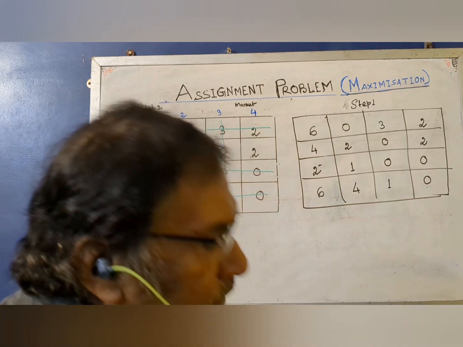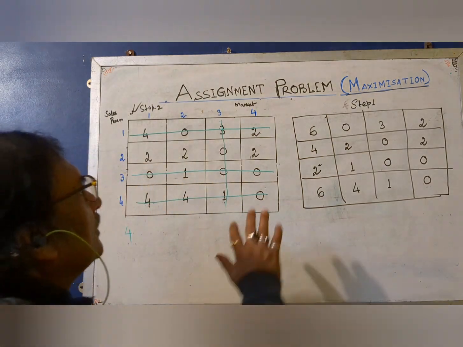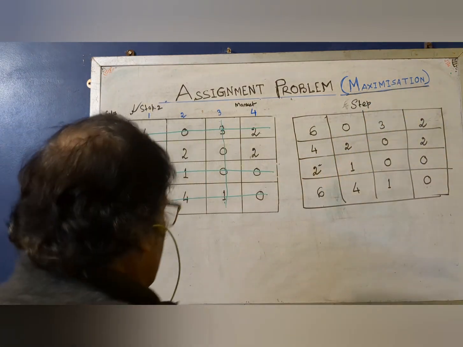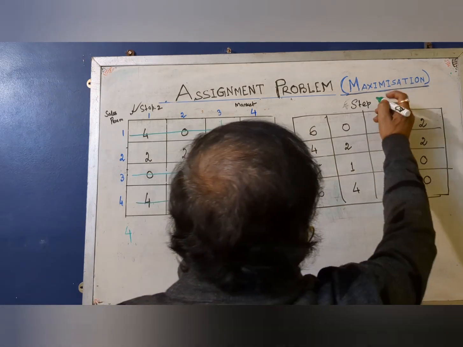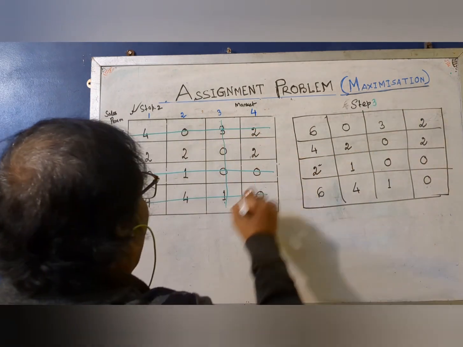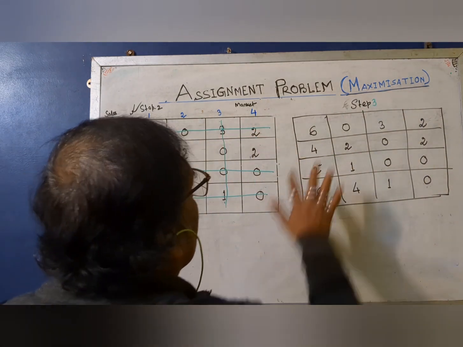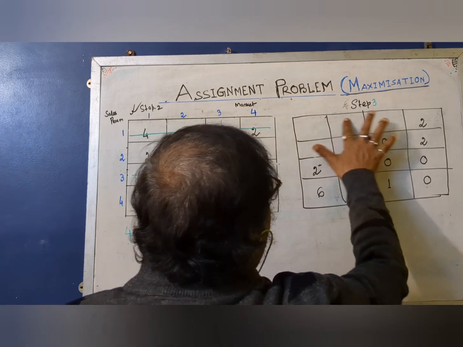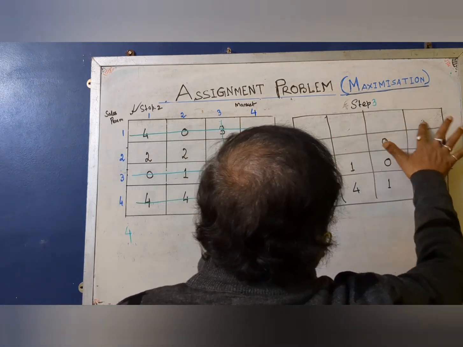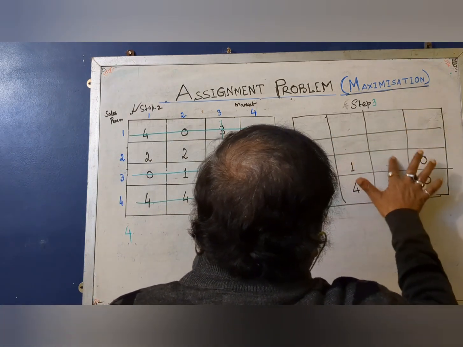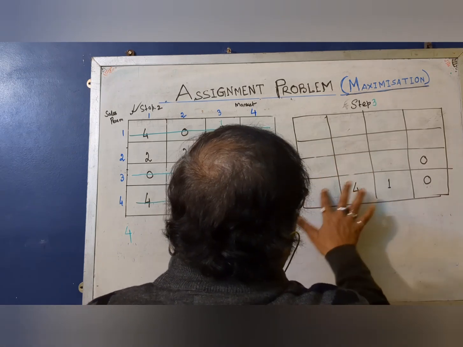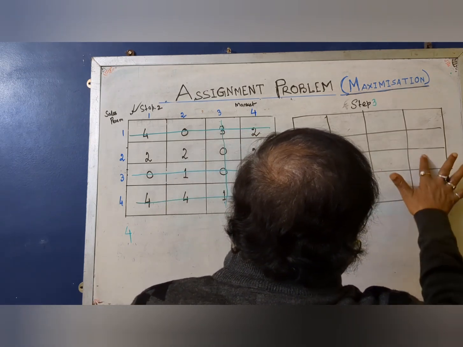Now you have to do the allocation step. This is step 3, which is called the allocation. Optimum has been reached. On this matrix you have to do the allocation. How to allocate, I am going to discuss. I am taking the help of this matrix. I will show the allocation on this matrix.